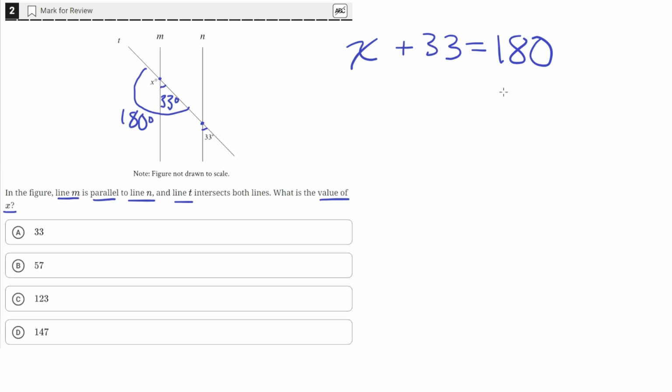So we can solve for x by just subtracting 33 from both sides. So 180 minus 33 is equal to 147. So x is just equal to 147, which is answer choice D.